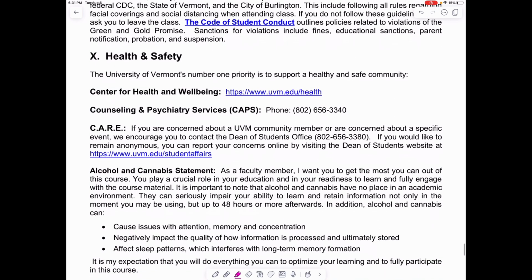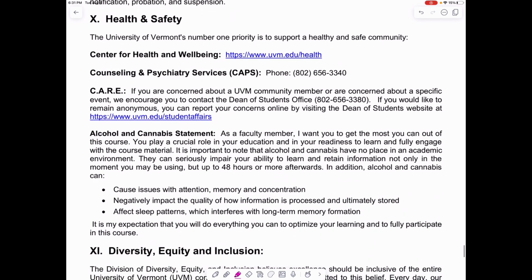In terms of other things on campus, health and safety, we talked about the Center for Health and Well-Being. Also, there's CAPS for any types of counseling or psychiatric care that you might need. There's also CARE, which is basically if you're a UVM student and you're concerned about somebody else, whether that be a faculty member or another student, you can contact CARE. This can be done anonymously, through the contact number or through the website.